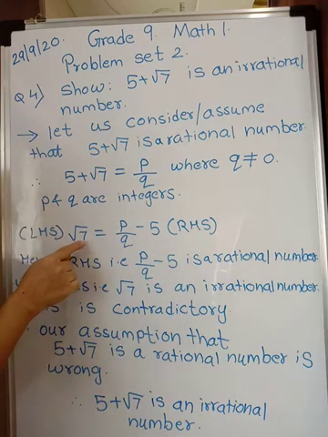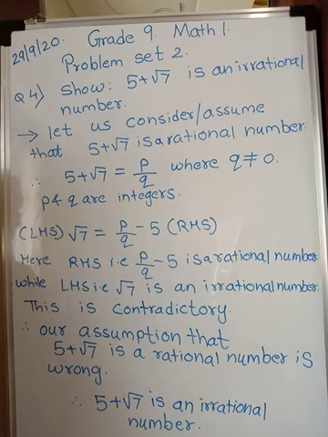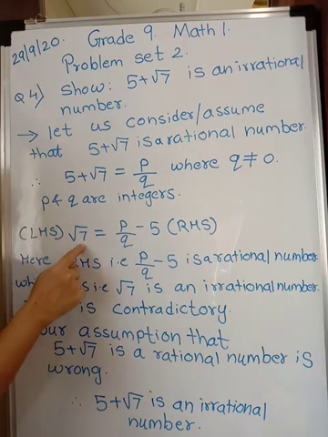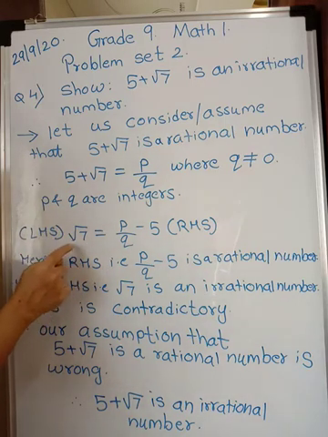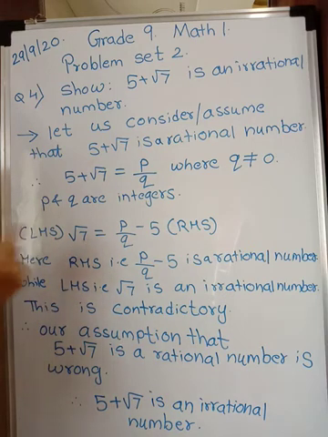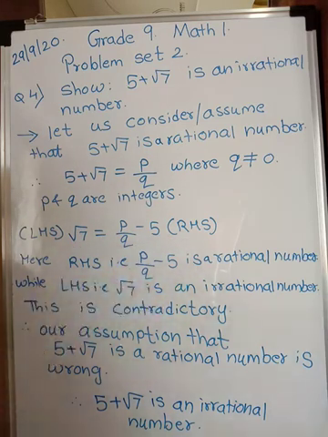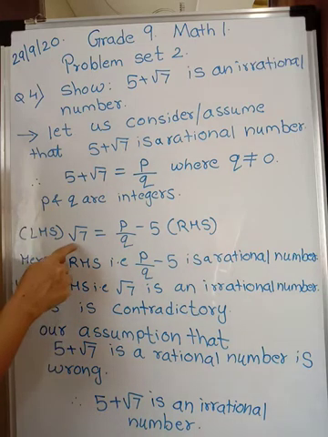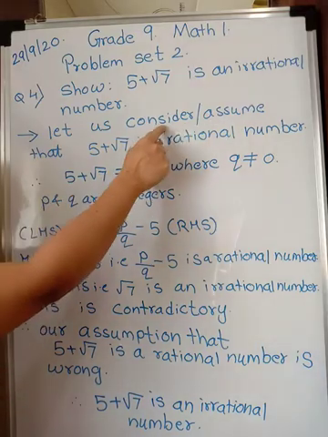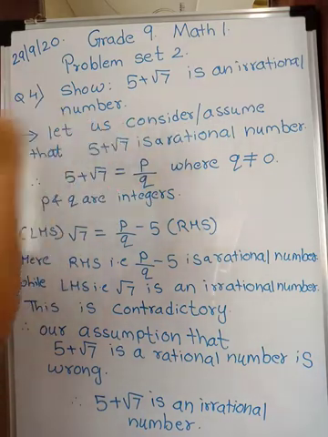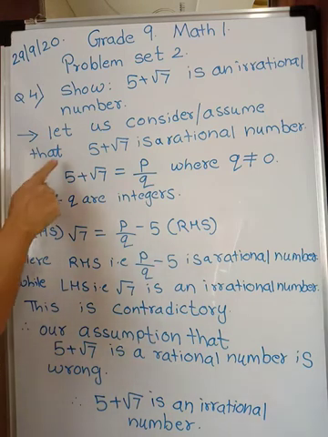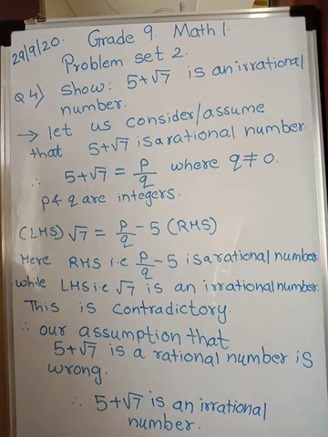Look at root 7. 7 is not a perfect square, isn't it? So we cannot find the square root of 7. So roots of imperfect squares are always irrational numbers. So in this case, left hand side is irrational and right hand side is rational. This is not possible, isn't it? It is contradictory. So an irrational number can't be equal to a rational number, and therefore whatever we have assumed or considered, that 5 plus root 7 is a rational number, is wrong.